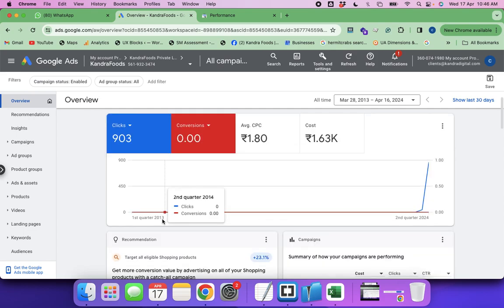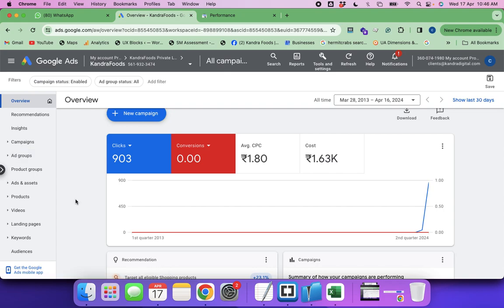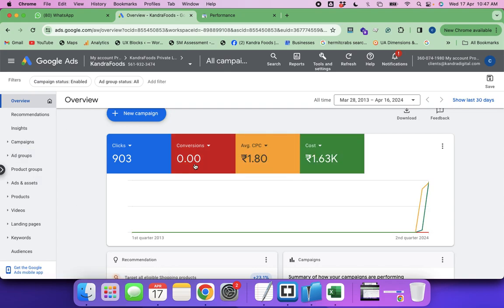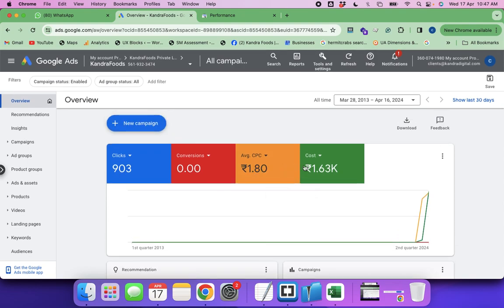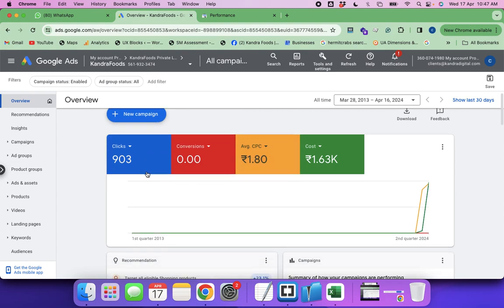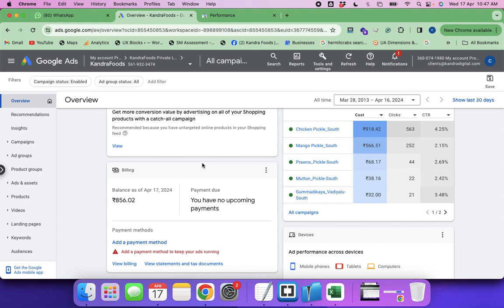And here you have to learn how to study data. I'll walk you through all of that today. Yeah, so overview of them. You can select whichever you want and you can study the data here in the overview section. Okay, so I have picked conversions, clicks, CPC, and the overall cost. Cost is 1.63k for the time period that I have selected, average CPC is 1 rupee 80 paisa, and total clicks received is 903. Conversion tracking pixel is not set, and hence the conversions are not getting tracked. We'll look into that as well, how to set up and what has to be done.